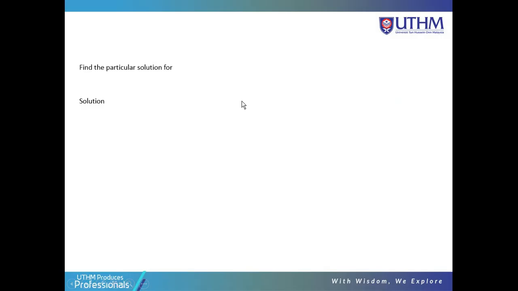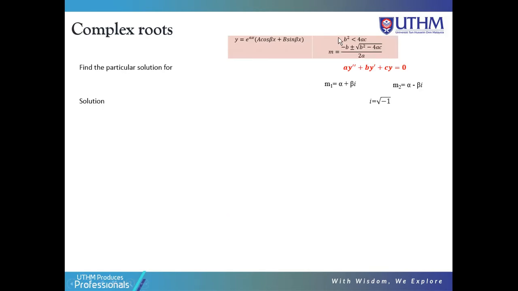Okay, Assalamualaikum. So we continue for the third characteristic for the roots that we call the complex roots. This is the general solution, and this is how we can solve for the roots. We can use m equals negative b plus minus square root of b squared minus 4ac, divided by 2a, or you can divide here by 2a and by 2a, similar to the real and distinct roots or real and equal roots.